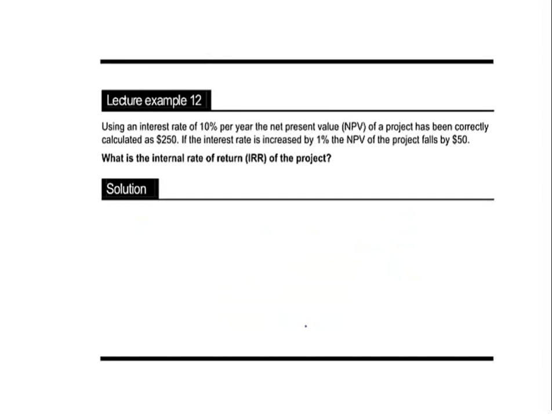Example 12 is a very similar idea. At a discount rate of 10%, the NPV is 250. When the interest rate goes up, so a discount rate of 11%, the NPV falls by 50 to 200. So what we need to do now then is to do an IRR calculation. And we expect then that our answer is going to be greater than 11.